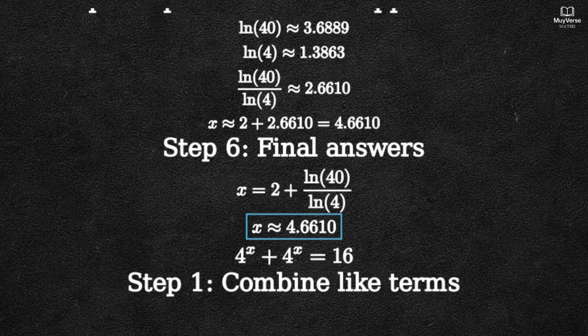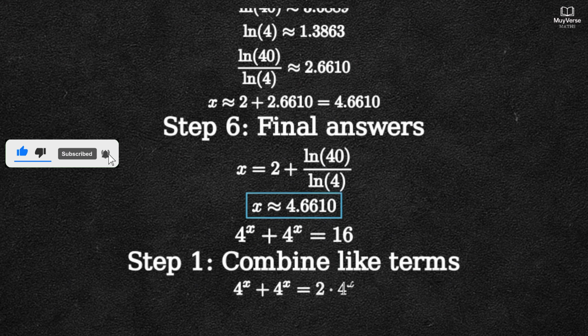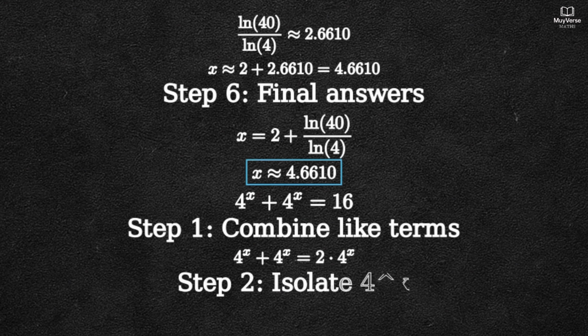Step 3. Rewrite both sides with the same base. 4 equals 2 squared, and 8 equals 2 cubed. Substitute. Step 4.